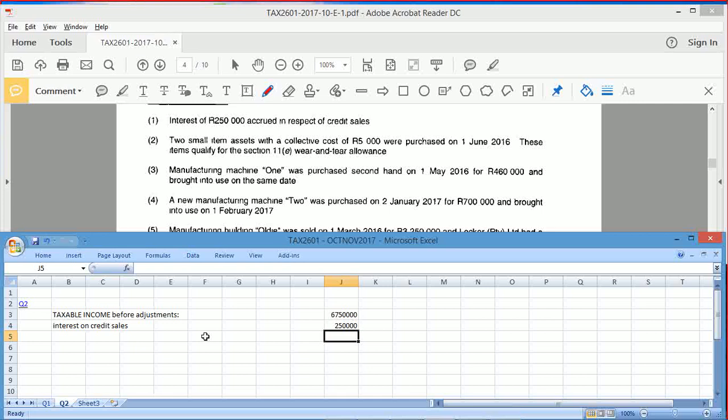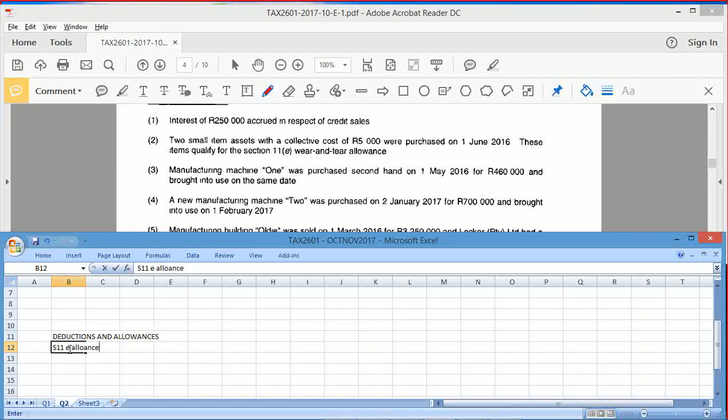All I need to do here is literally take it and record it as is. Collective cost was 5,000. Collective meaning for both of them. They qualify for the section 11E allowance. Does that make sense? Yes, so that does make sense. I think I might have had a question on this, sir. This was one of the things I had a question on.